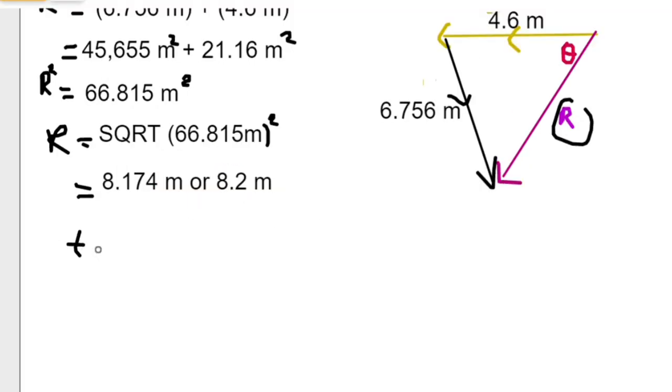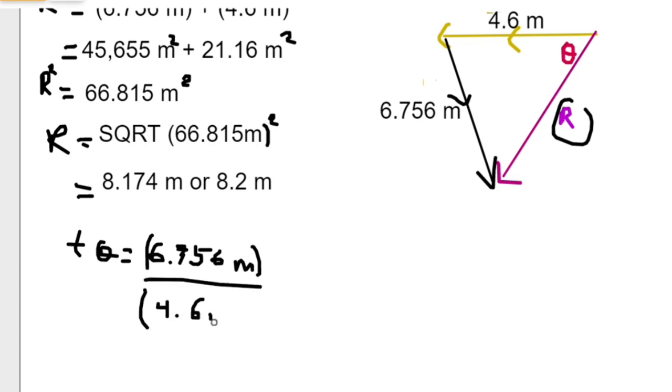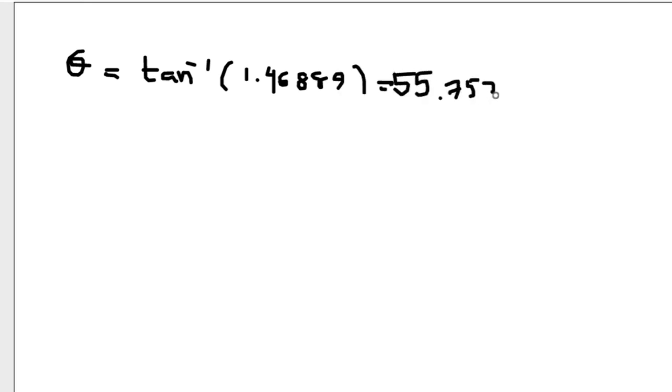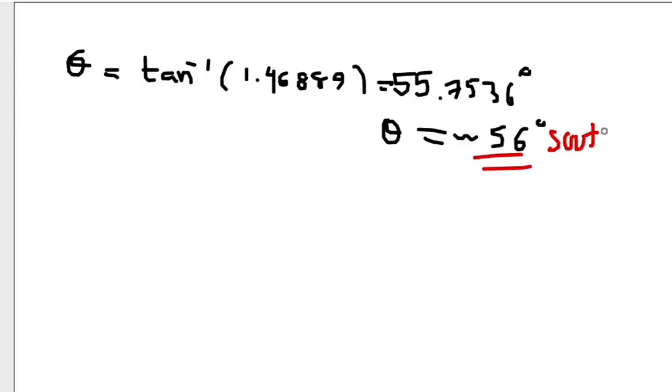Now, finding the angle that the resultant makes, the tangent function relates the angle value to the ratio of the length of the opposite side to the adjacent side. Tangent theta equals 6.756 meters over 4.6 meters equals 1.46889. Then you use the inverse tangent function, which gets you to 56 degrees. The 56 degrees angle is the angle between the resultant vector and the westward direction. This makes the direction 56 degrees south of west.